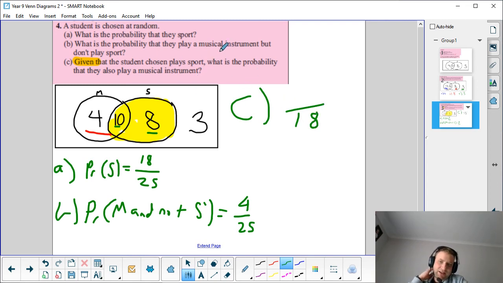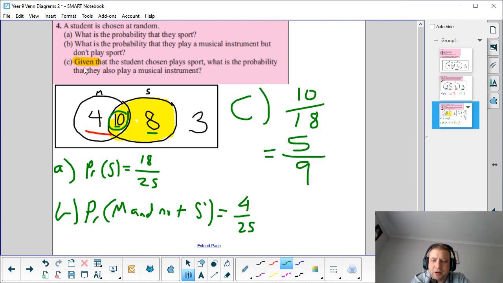So given that they play sport, okay, they're in this group of 18 students, what is the probability they also play a musical instrument? So out of these 18, how many play a musical instrument? And that's these guys here, right? They're also in the music section. So that means 10 out of 18, and that can simplify down to 5 out of 9.